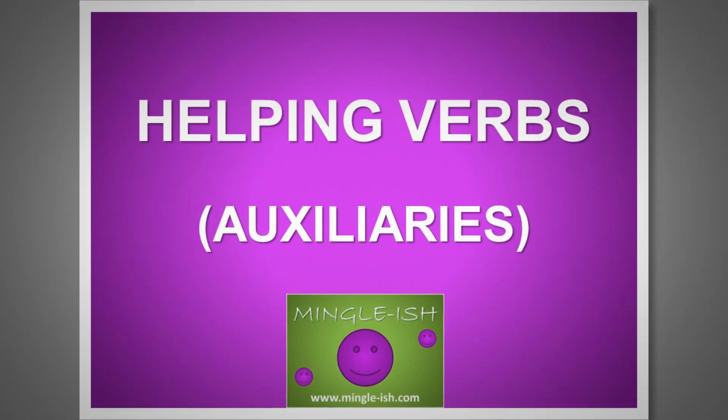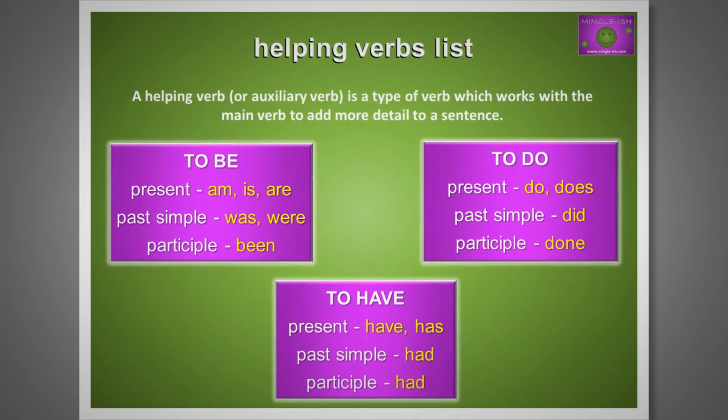A quick grammar lesson on helping verbs. A helping verb, or auxiliary verb, is a type of verb which works with the main verb to add more detail to a sentence. There are three main helping verbs in English. They are to be, to have, and to do.